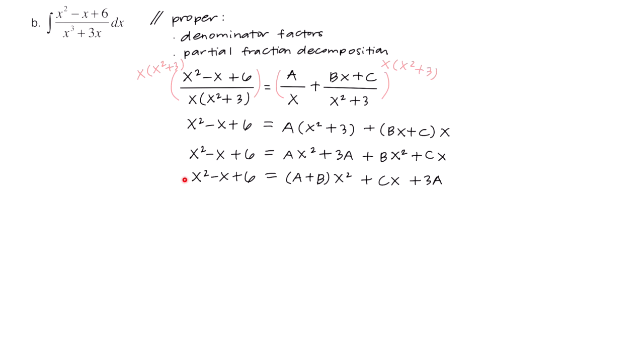On this side, we have 1x squared. Again, its coefficient is a positive 1. And over here for x squared, its coefficient is the quantity a plus b. So we're going to set 1 equal to the quantity a plus b.